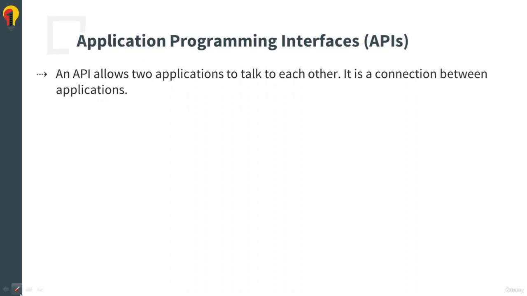Suppose you visit a restaurant. You don't directly go to the chef and place your order, right? But you wait for the waiter and then place your order. So the waiter here is the API.